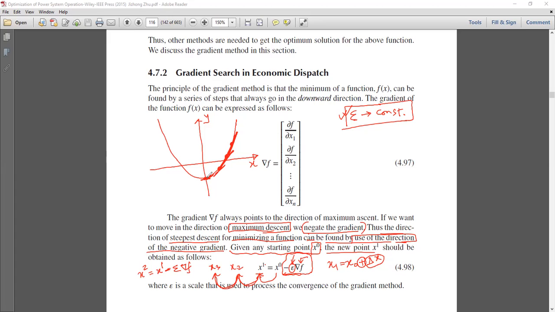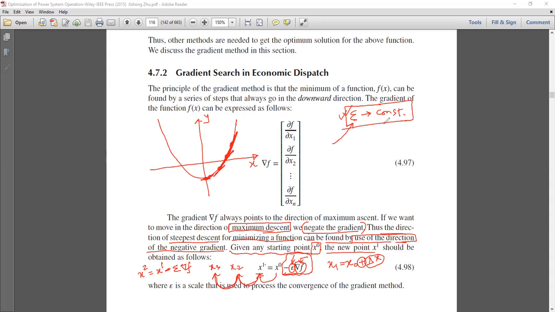Decreasing, because the steepness of the curve is actually decreasing. That means del f itself is decreasing in each iteration when I'm jumping from one value of x to the next value. Ultimately del f becomes 0. So I don't have to bother about varying epsilon itself.